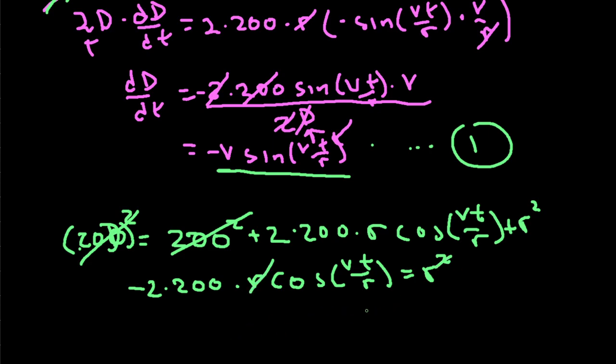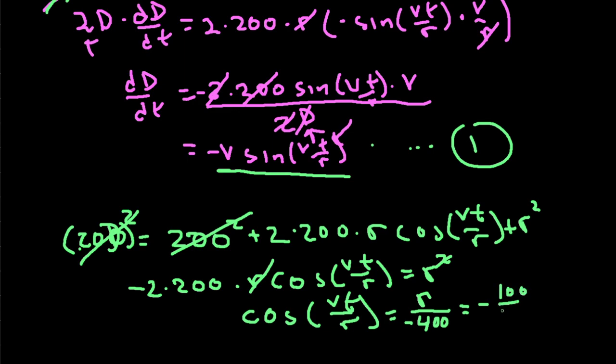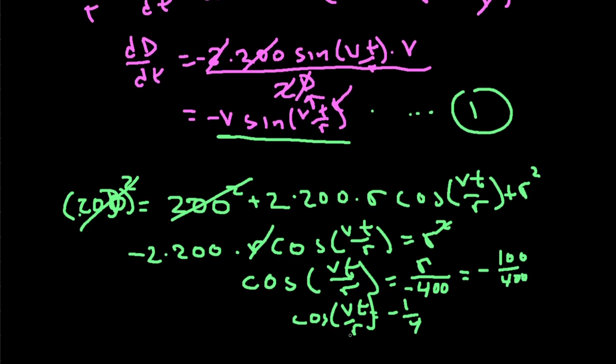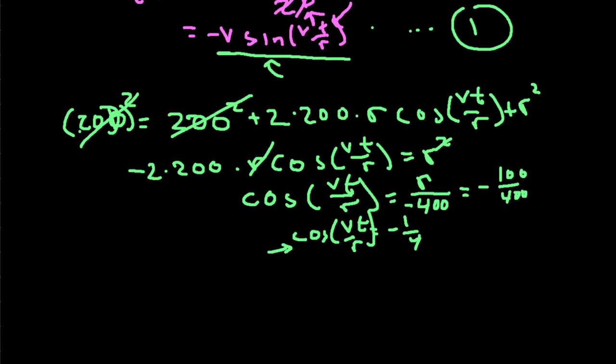And we're going to go ahead and divide both sides by 2 times 200. So we're going to get cosine vt over r is equal to r divided by negative 400. R is the radius, 100, so we're just going to have 100 over 400, which is equal to negative 1/4. And I guess we could probably use a little bit of a trick because what we really want to know, we don't necessarily need to know what the time is.